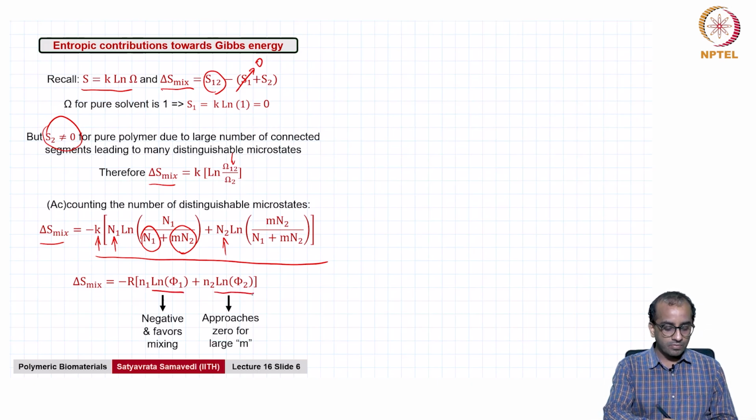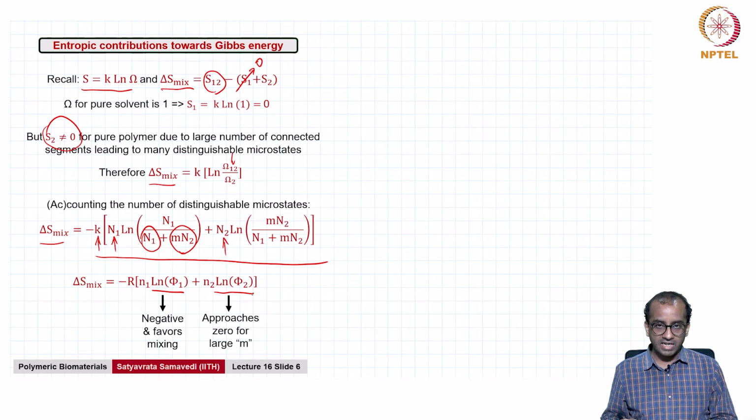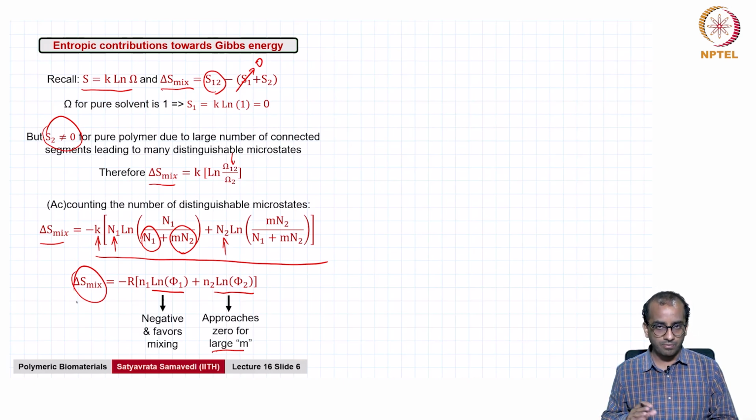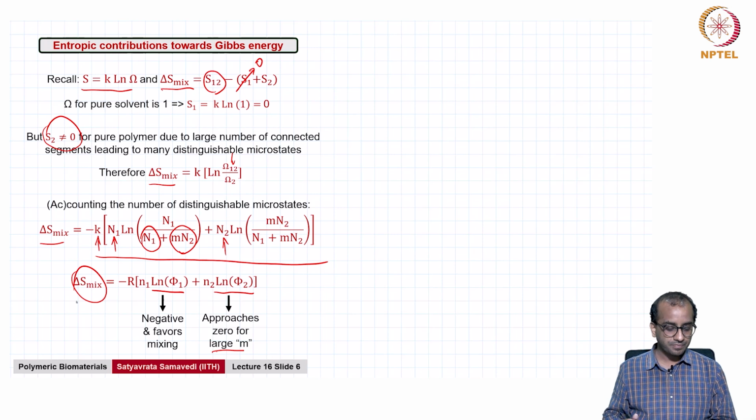This term is negative but can also approach 0 for very large polymeric chains when you have very large M essentially. See, overall what you will see is delta S mix will still be positive for polymer solvent mixing.